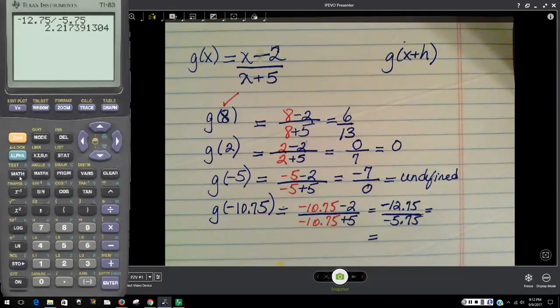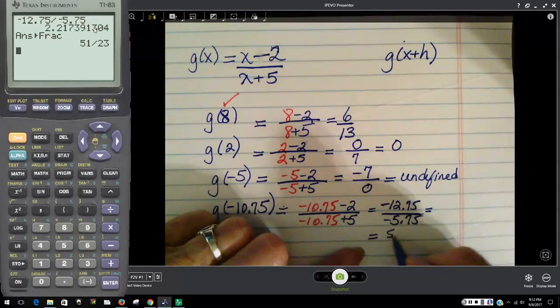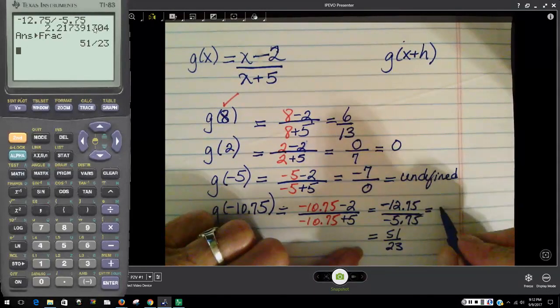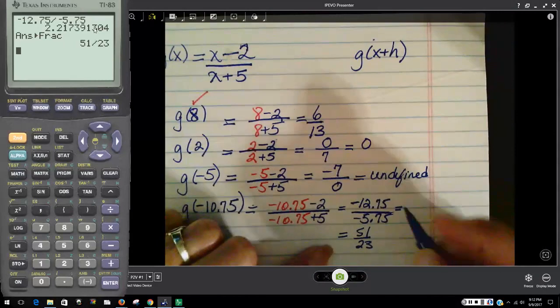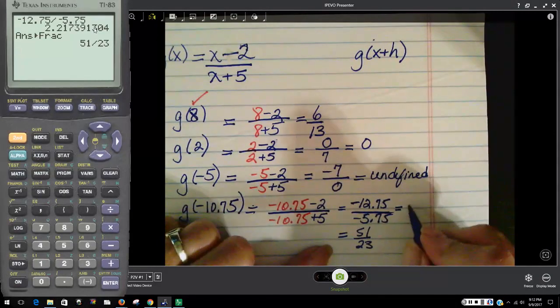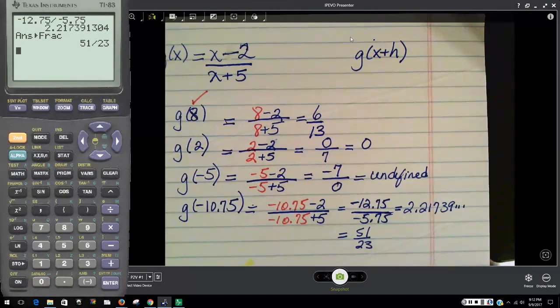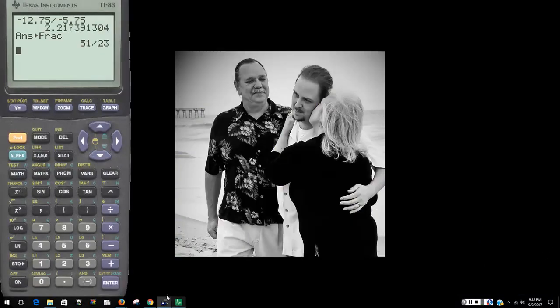If we want that as a fraction, we see that it's 51 over 23, which now we understand why it's telling us that that is this big long decimal number. So the question is, are we supposed to enter 51 over 23, or are we supposed to enter the 2.21739, yada, yada, yada? And in order to determine that, before we try to do g of x plus h, we need to look at the instructions.